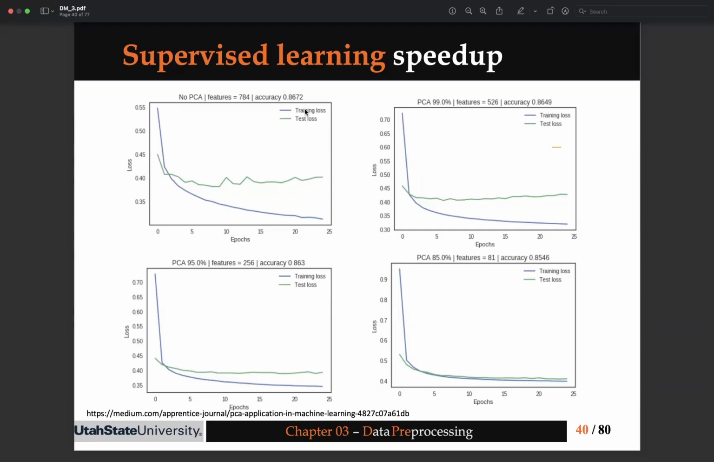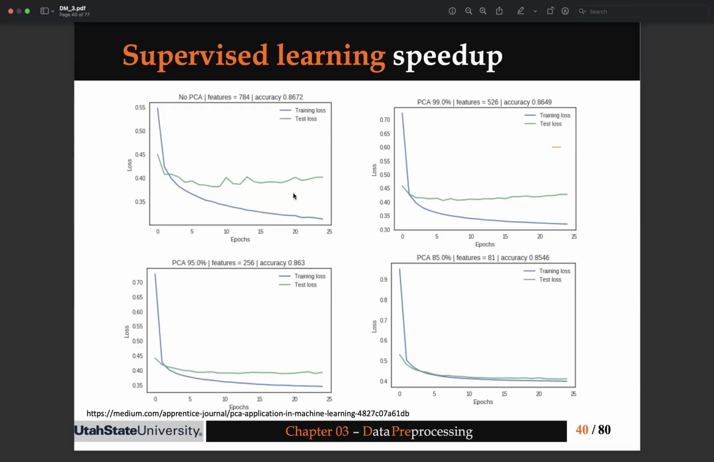86.72 percent. With PCA at 99%, which means that I'm using a variance level of 99%, I'm allowing only 1% of reconstruction error here, and that leads the number of features to be reduced from 780 to 526. My accuracy did not really budge that much. If you look at the accuracy, it's only 86.49, which means that I did not really lose much in this case.